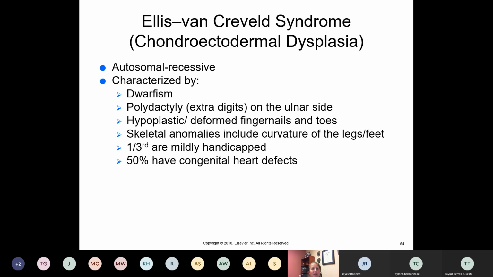The next condition we're going to talk about is Ellis Van Creveld syndrome. It's also called chondroectodermal dysplasia, but you're going to hear Ellis Van Creveld the most. The patients exhibit dwarfism, so they're small. You often will see extra digits on their hands, which is also called polydactyly, and it's on the ulnar side, which is the little finger side of your hand. We see hypoplastic, deformed fingernails and toes, curvature of their legs and feet. Some can be handicapped, and 50% of these patients have congenital heart defects.